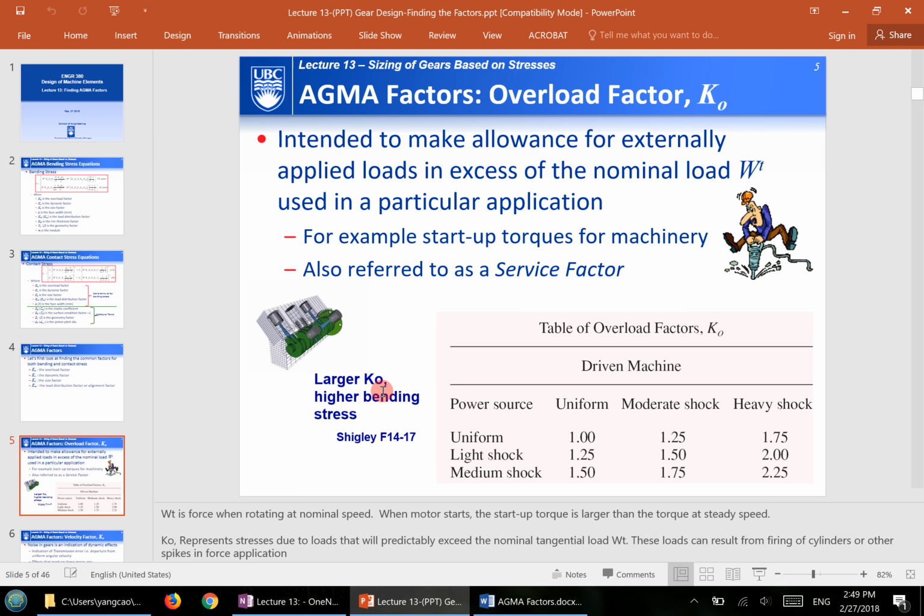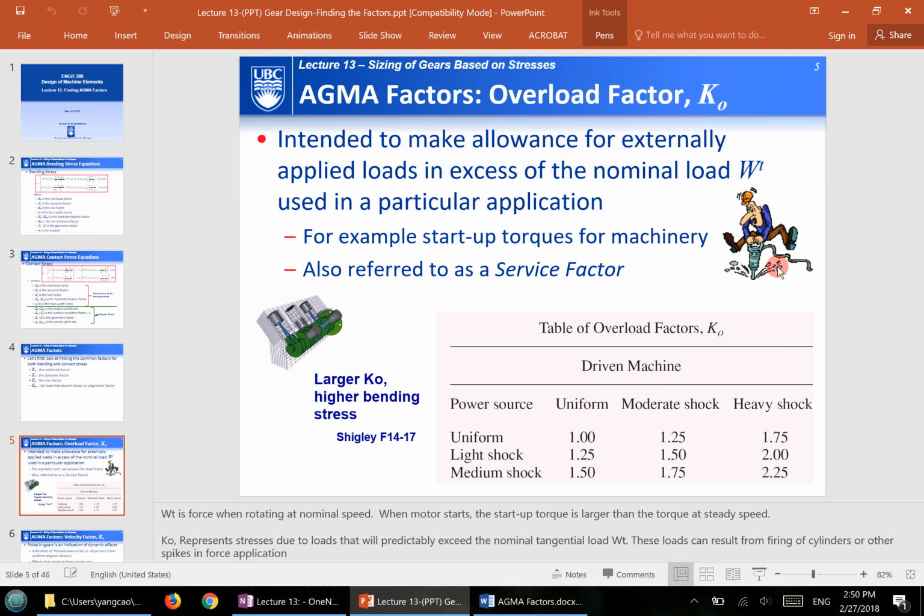So like this cartoon showing it here. Sometimes your input power is smooth. Sometimes not. And for the output side, sometimes you have a very large disturbance or low torque, and sometimes it's not, right? So that's the different situations here. If you're using a drill here, you end up with a lot of shock, right? A lot of shock at the output level, basically.